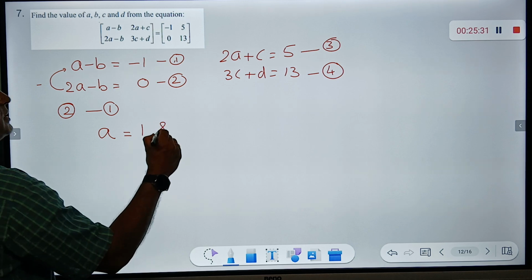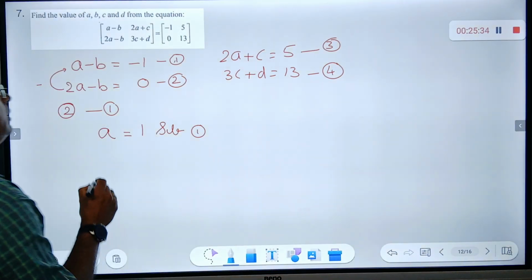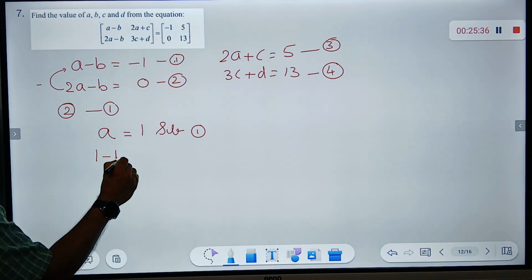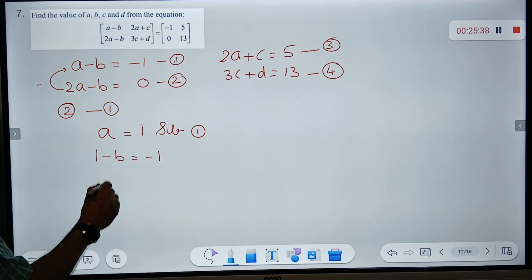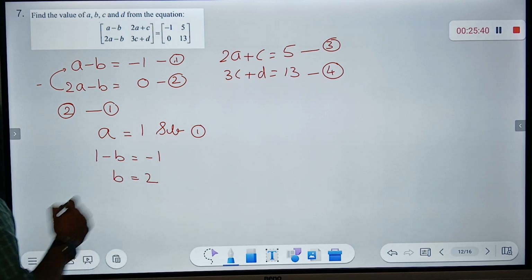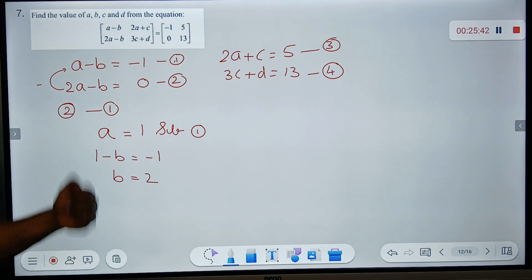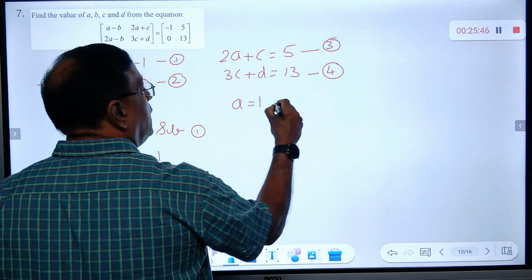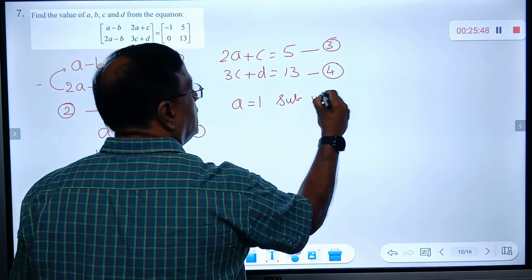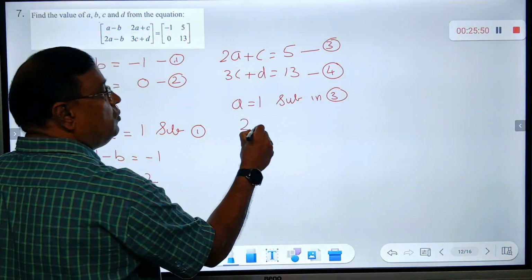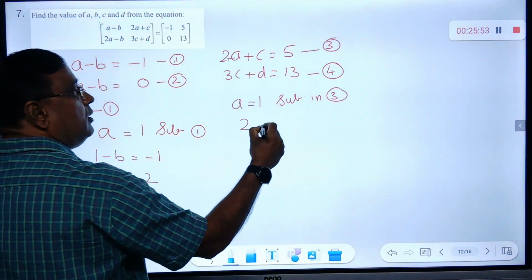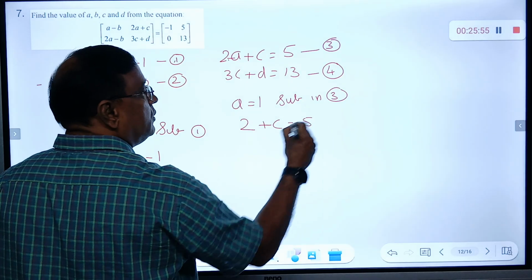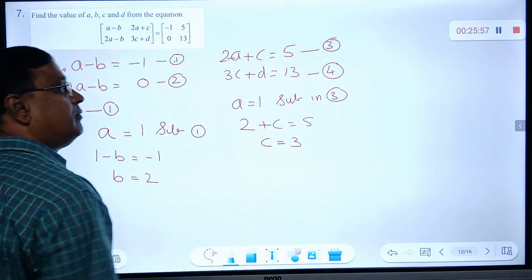Now take this and substitute in 1. So what do you get? 1 minus b equal to minus 1. Therefore b equal to 2. Right? Simple algebraic equation. Now you take this a equal to 1 and substitute in 3. What do you get? 2 into a is 1, plus c equal to 5. So I get c equal to 3.